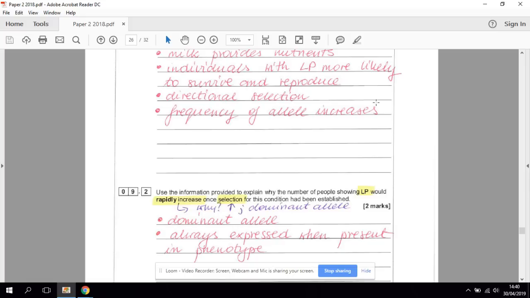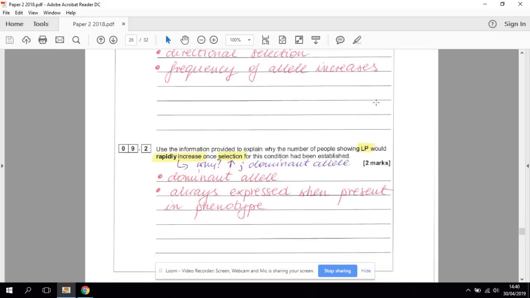So use the information provided, explain why the number of people showing LP would rapidly increase once selection for this condition has been established. Why? Because we read through this pathway before and we know that it's a dominant allele. What's the definition of the dominant allele? It's the one that is always expressed in the phenotype when present.